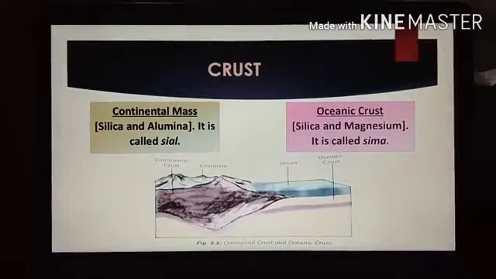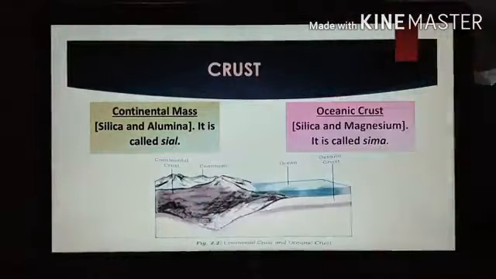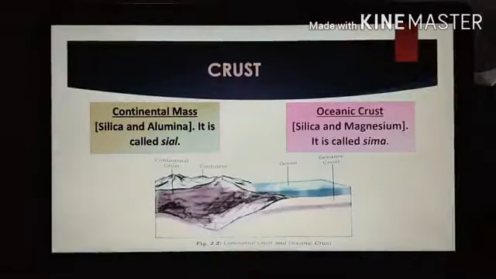You can find crust beneath both the ocean and the landmass. The crust beneath the landmass is known as continental mass, which is made up of two main elements. First is silica and the second one is aluminium. If we combine Si for silica and Al for aluminium, we get Sial. The second is oceanic crust, which is made up of silica and magnesium. It is called Sima, Si and Ma, Sima. So I think you are all clear with this diagram.